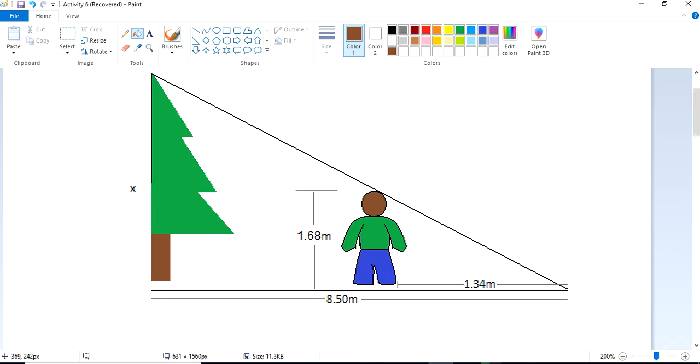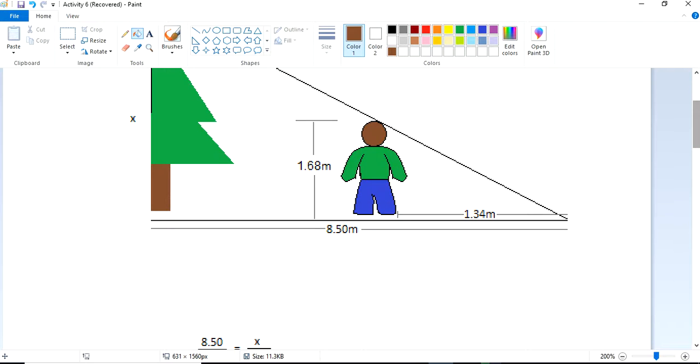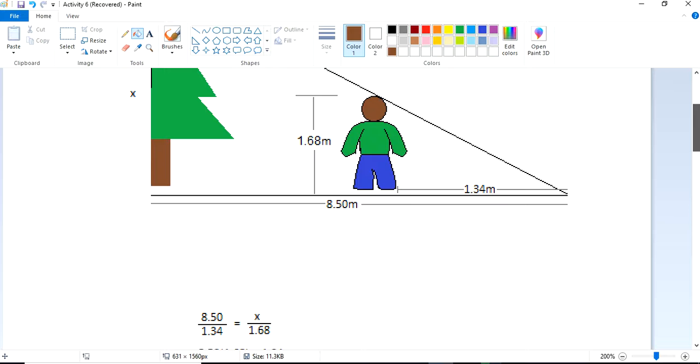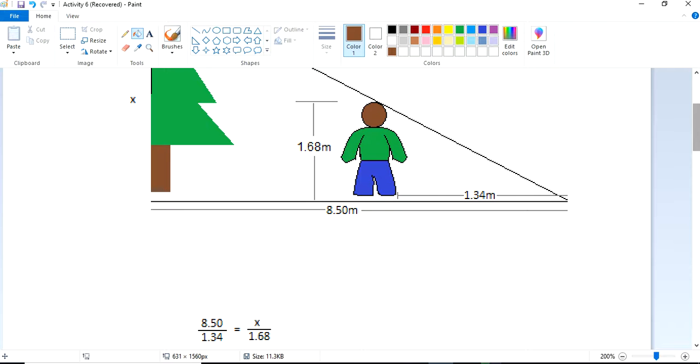And so when you have that, you're going to set up a formula. So you have 8.5 meters over 1.34 meters, because that's both the length of the shadow, or bottom of our triangle. And then you want to take the height of the tree, which we don't know, over your height.